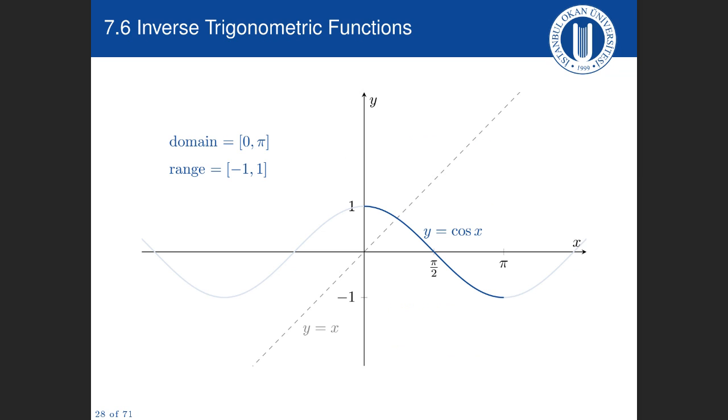We can do the same thing for cos. If we use the domain closed interval from 0 to pi, then we have a one-to-one function, and one-to-one functions have inverses. The inverse of cos is called arccos, or inverse cos.